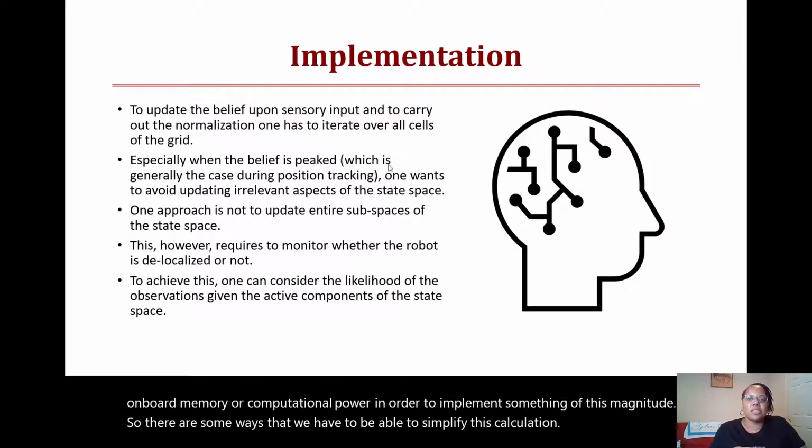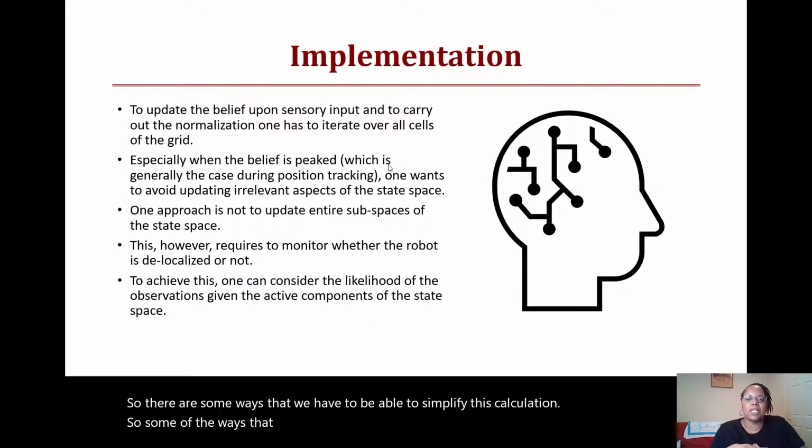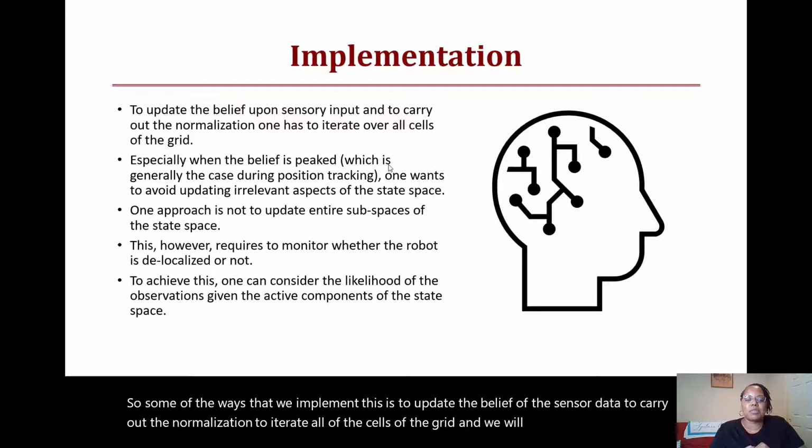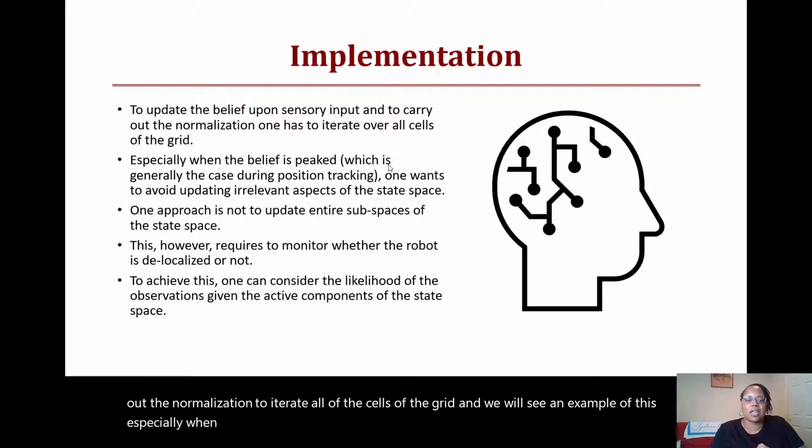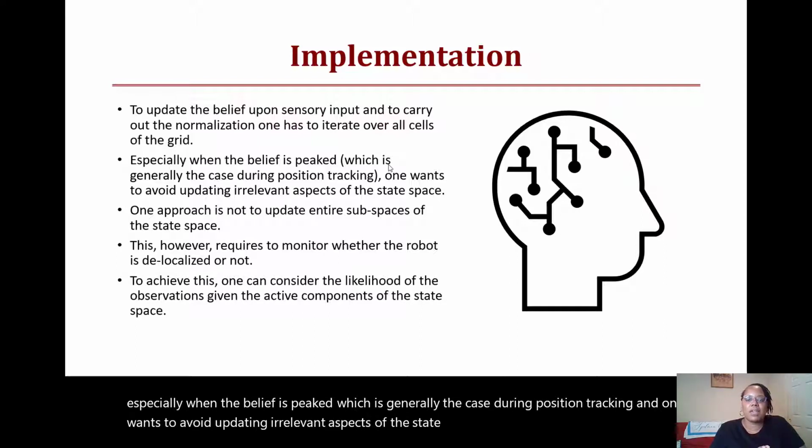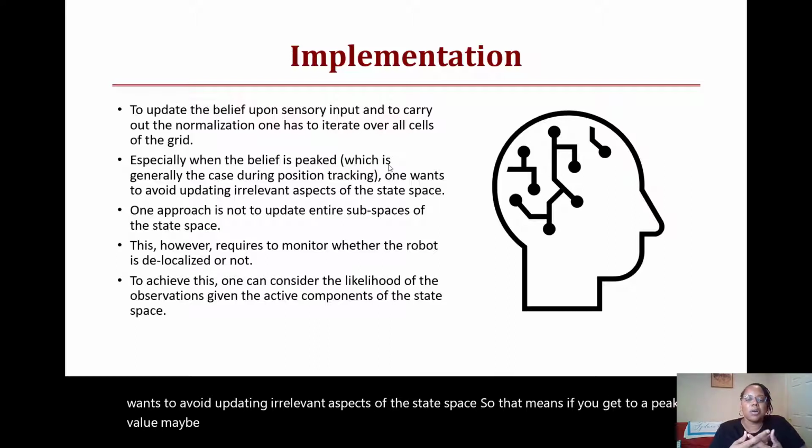Some of the ways that we implement this is to update the belief of the sensor data, to carry out the normalization, to iterate over all of the cells of the grid. We will see an example of this, especially when the belief is peaked, which is generally the case during position tracking, and one wants to avoid updating irrelevant aspects of the state space. That means if you get to a peak value, maybe you stop calculating in order to save on memory, or update only subspaces of the entire state space instead of the entire thing.